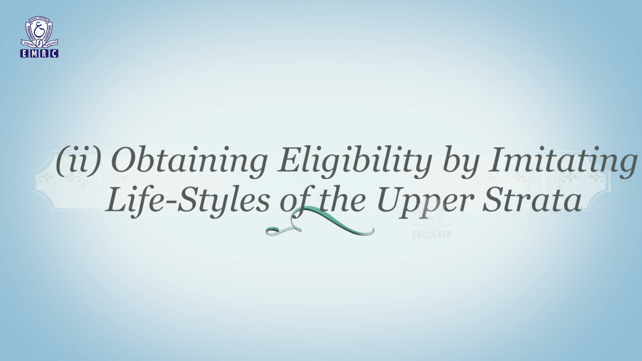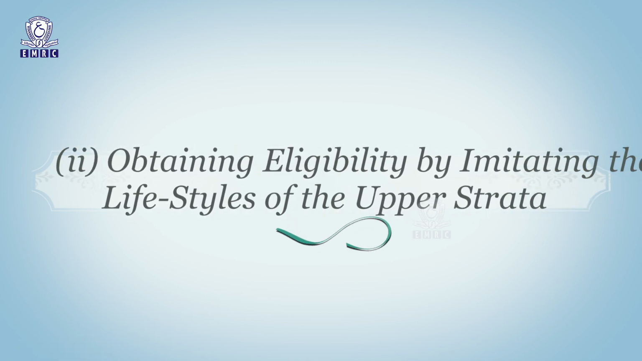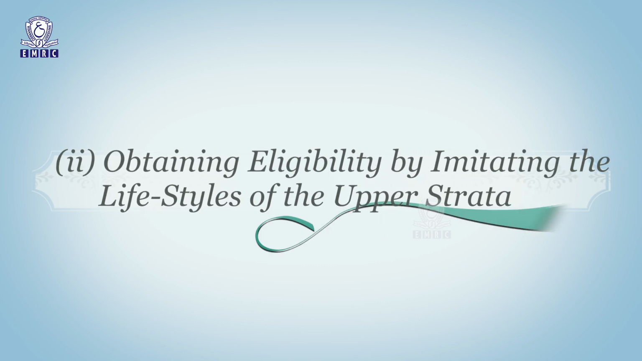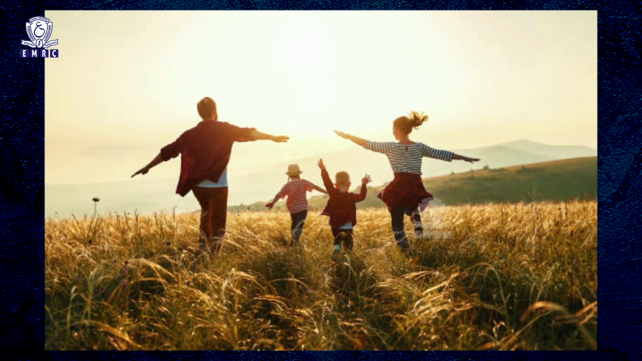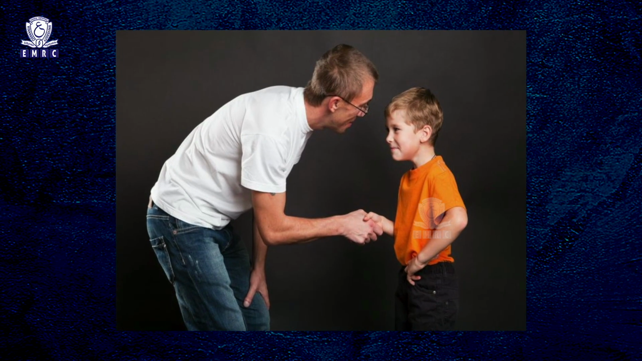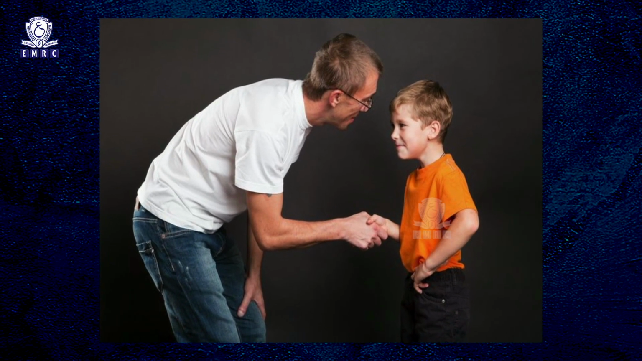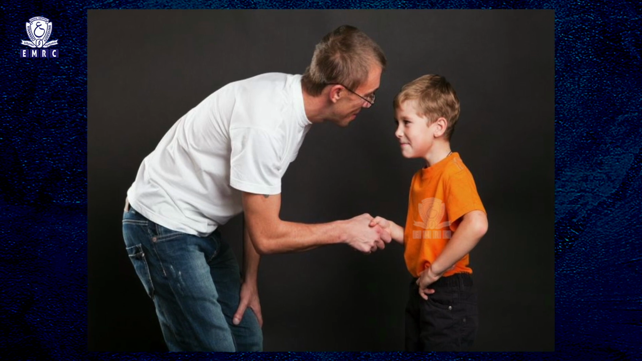obtaining eligibility by imitating the lifestyles of the upper strata. There are various criteria by which the social status of the people is evaluated. Lifestyles represent one such criteria. Hence, people in the lower strata always try to emulate or acquire the ways of life, manners and lifestyles of those who belong to the upper strata.